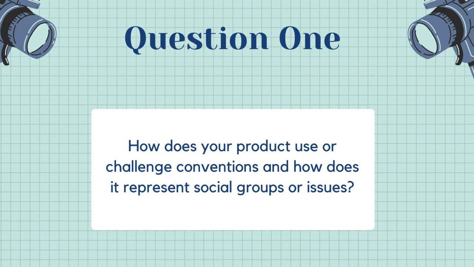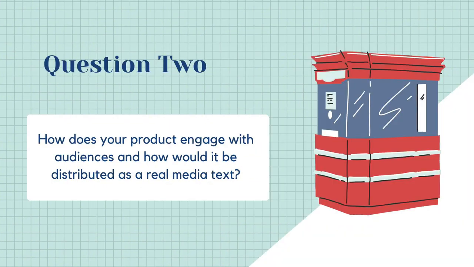The non-diegetic sounds also played a large role, as we started with an upbeat song making the mood joyful, which then made the plot twist unexpected with the sudden silence. Our next question is, how does your product engage with audiences, and how would it be distributed as a real media text? Our film engages the audience by using a creative plot twist that takes the viewers by surprise. Following the plot twist, the film ends with a cliffhanger, further enticing the audience.